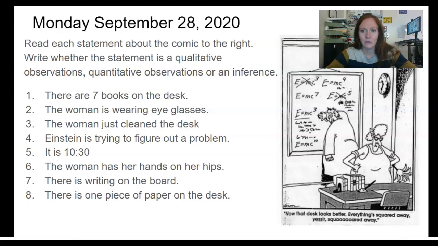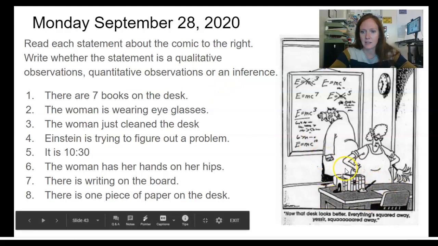Okay, so hopefully you went through these and have some answers. So what I'm going to do is go over them quickly because we need to add a definition here. We have not officially gone over the definition of inference yet. So the first statement here is there are 7 books on the desk. Hopefully you said that was a quantitative observation. Quantitative observations deal with quantities, measurements, amounts. So we can count the number of books on the desk and say that there are 7.